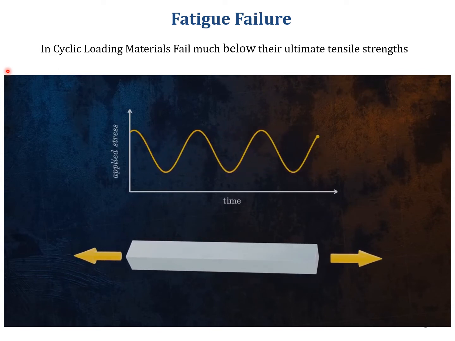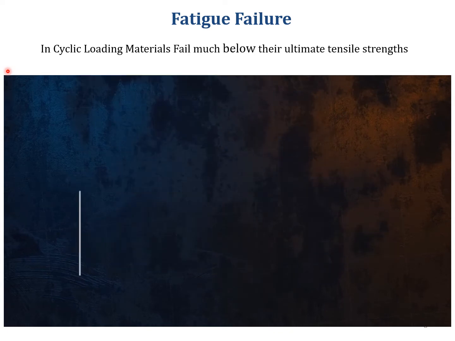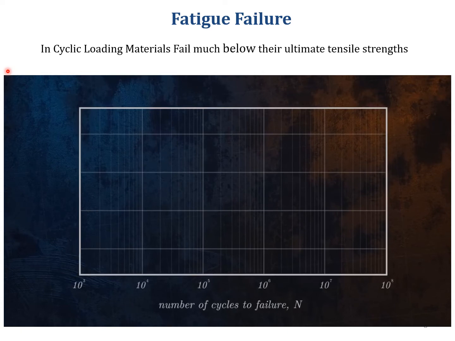If we repeat this test a large number of times with different applied stress ranges, we can plot the results on a graph with the number of cycles to failure N on the horizontal axis and the applied stress range S on the vertical axis. Because the number of cycles to failure can be very large, a log scale is usually used for the horizontal axis. By fitting a curve to the data points, we obtain what is known as an SN curve.